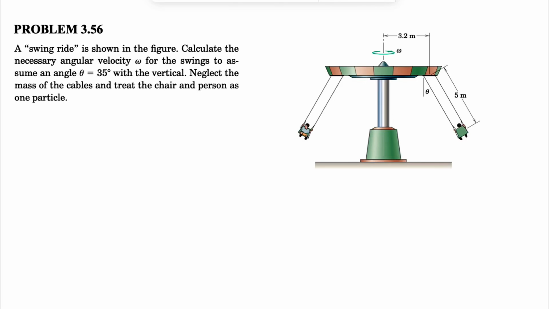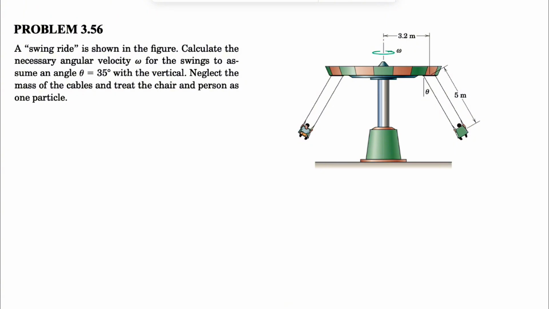Alright guys, we're going to be solving the first question from the third chapter of the engineering mechanics dynamics. And in this one we have a swing, right. As we can see in the figure, we need to calculate the necessary angular velocity W for the swing to assume the angle of 35 degrees with vertical, so the theta in the question, will be at a point that the swing will kind of be in equilibrium condition at the angle of 35 degrees.